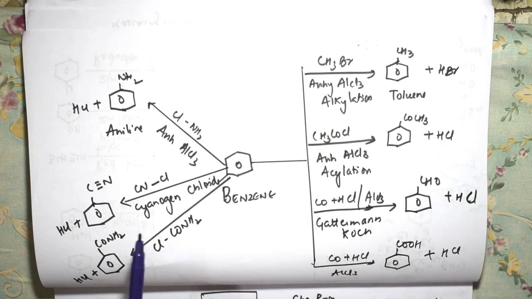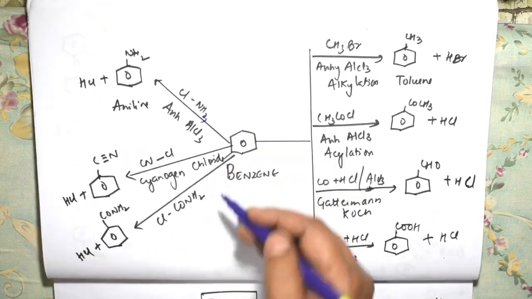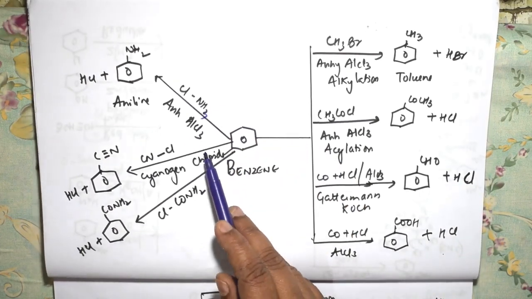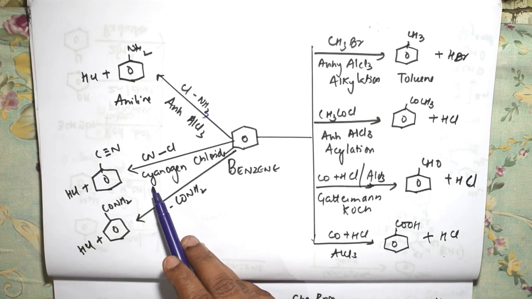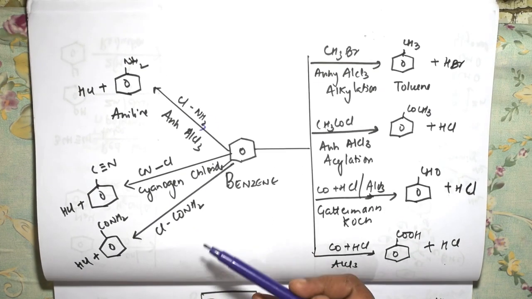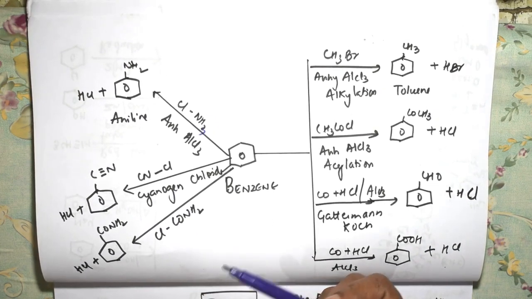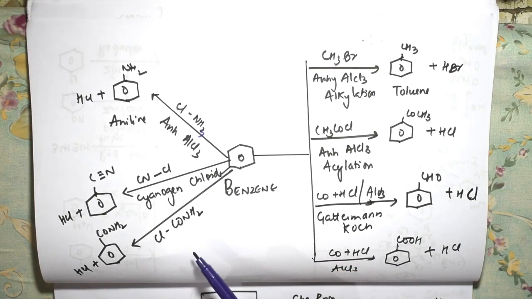Here in this particular thing, I have shown you the conversion of benzene to aniline. How? Using ammonia. I can do that in the presence of anhydrous AlCl3, a Lewis acid. Then comes preparation of cyanobenzene, if they ask you, I can use cyanogen chloride. In the same way, students, I can also prepare the amide group on benzene using this compound. Right, so that is the most important thing.